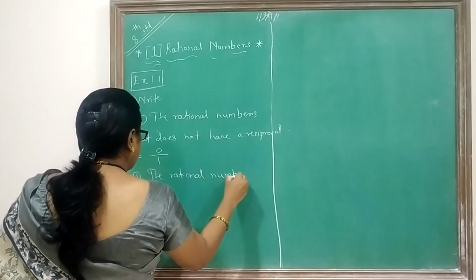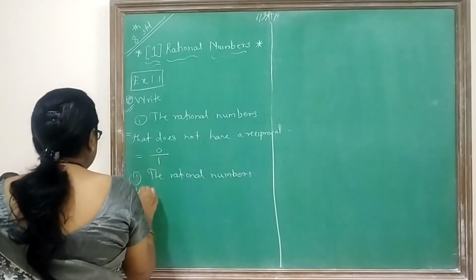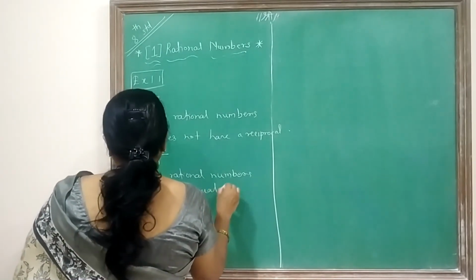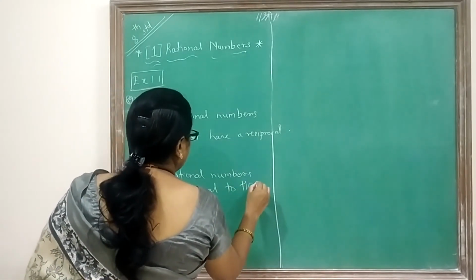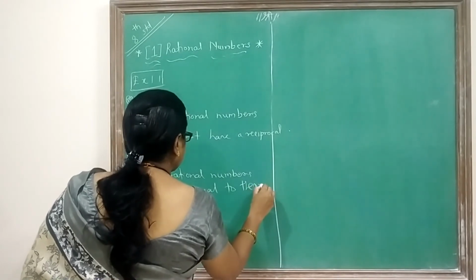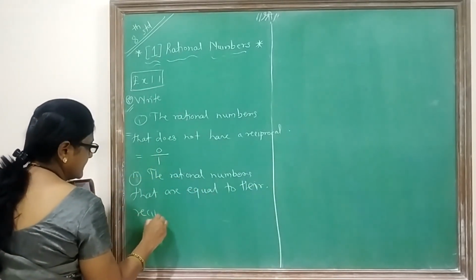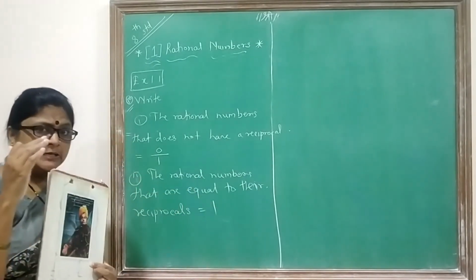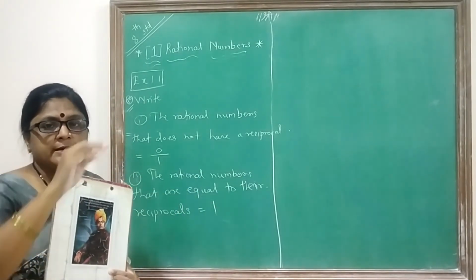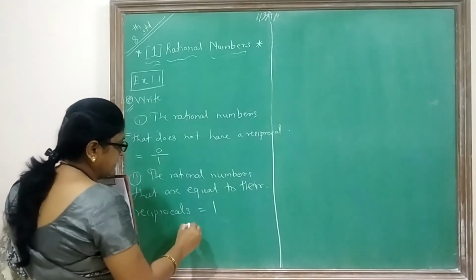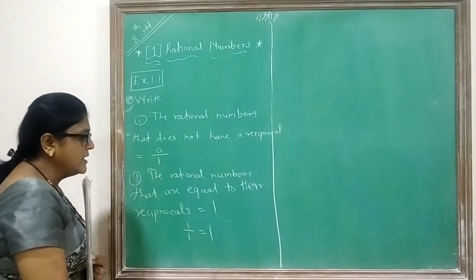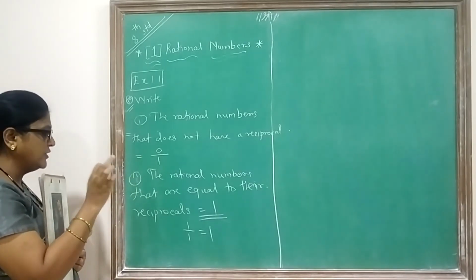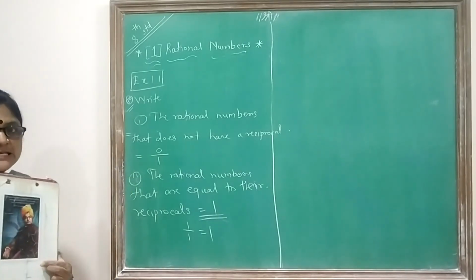Your second question is what? The rational numbers that are equal to their reciprocals. Your answer is what here? 1, because you take 1 by 1, then you will get 1. Means the rational numbers that are equal to their reciprocals, the answer is 1.